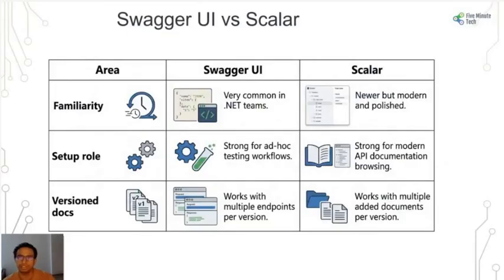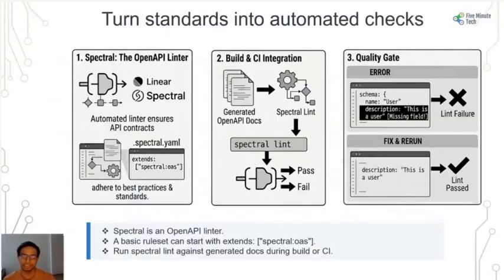Now, the difference between Swagger UI and Scalar, which we talked about both of them right now. Swagger is very common in our .NET environment, and Scalar is newer but modern and polished. We'll be showcasing that in our demo. Swagger UI is strong for ad hoc testing workflows, whereas Scalar is strong for modern API documentation browsing. And Swagger UI works with multiple endpoints per version, and Scalar works with multiple added documents per version. So we'll see this in detail.